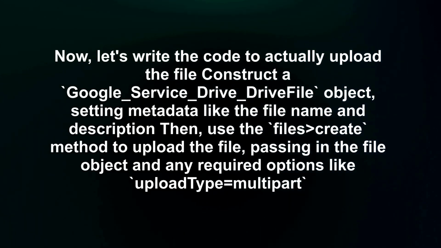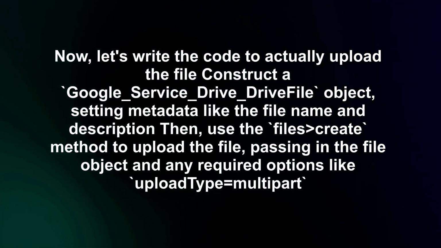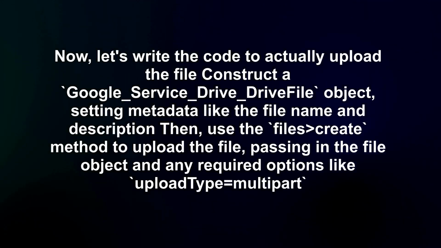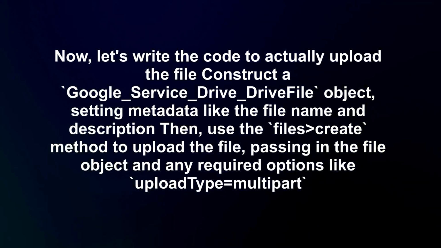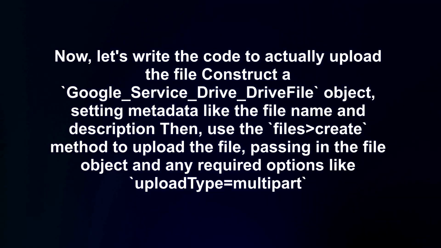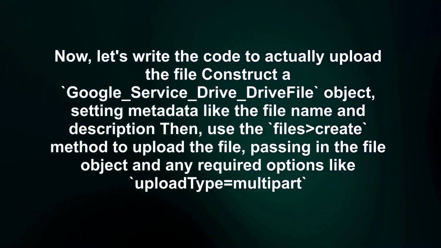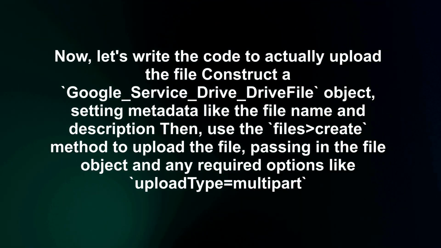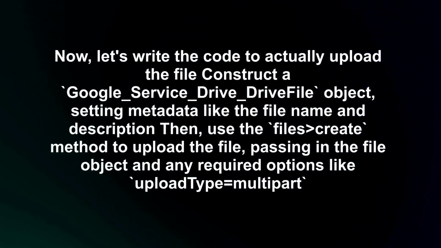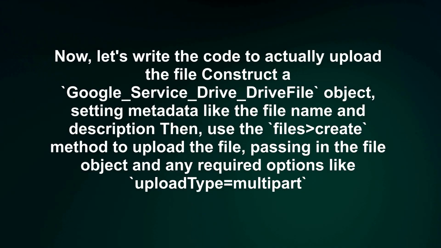Now, let's write the code to actually upload the file. Construct a Google_Service_Drive_DriveFile object, setting metadata like the file name and description. Then, use the files create method to upload the file, passing in the file object and any required options like uploadType equals multipart. And that's it.